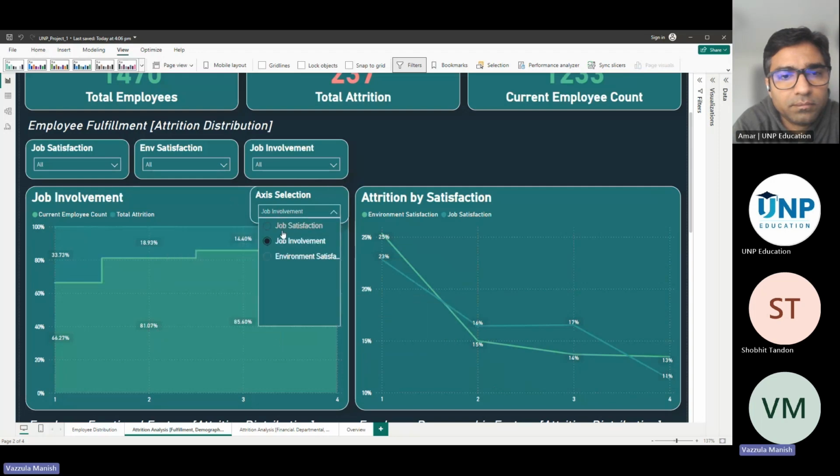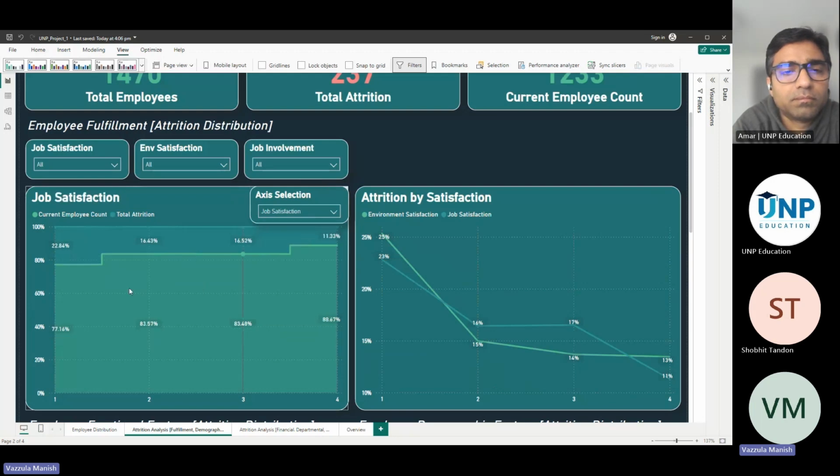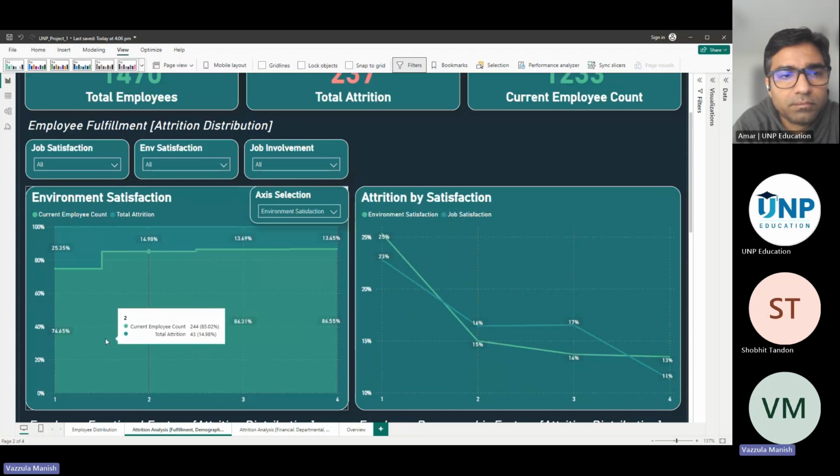And we can also select other factors, which is job satisfaction. Again, we see a very clear trend that as job satisfaction increases, the attrition, which is this dark color present here, goes down. It goes down all the way from 22% to 11%. And here we have the total employees that exist within the company, which goes up from 77% to 88%. We can also select another factor, which is, sorry, environment satisfaction. Again, we see the same trend: as environment satisfaction increases, attrition goes down as we see here.